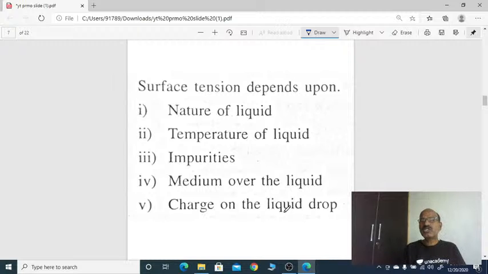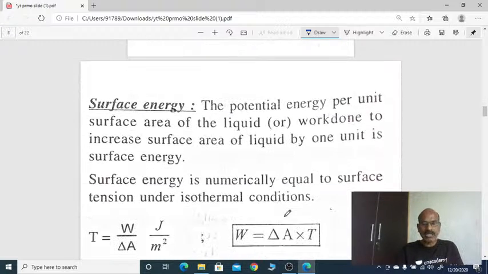Surface tension depends on these factors. The surface of the water or the liquid behaves like a stretched membrane. So the surface tension depends on the nature of the liquid, temperature of the liquid, impurities, right? Medium over the liquid, charge on the liquid drop. These are the factors surface tension depends on.